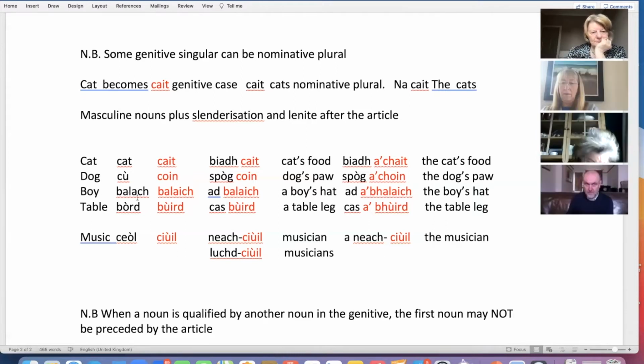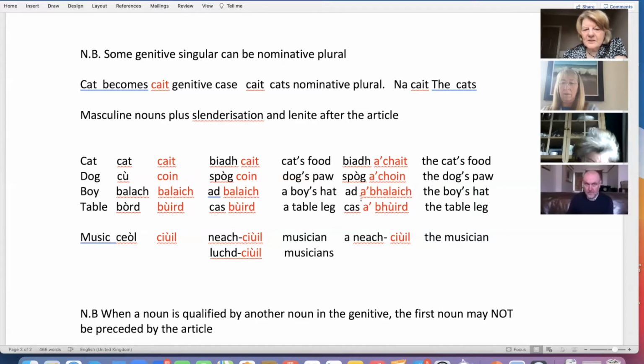Boy, balach, ad, balach. So at a' bhalaich. A boy's hat, and then this 'a' one. Boy's hat, ad a' bhalaich.